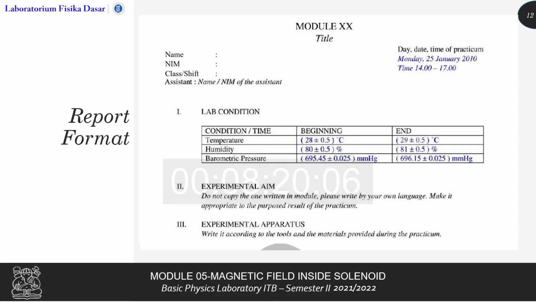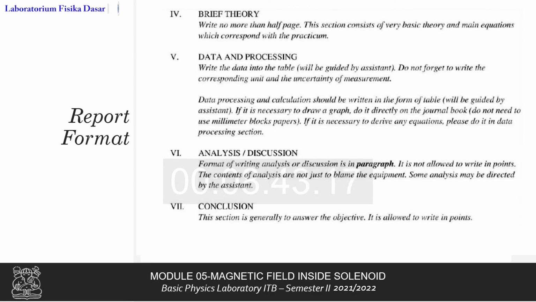So this is the report format. It is pretty much the same as previous reports. There's the module and title, date, and time of the experiment alongside your name, student ID number, class and session, and the assistant's name and student ID number, followed by lab condition, objectives, tools and materials, basic theory, data and processing, analysis to answer the analysis questions given before, and the conclusion. The conclusion must answer the objectives, and it must also be in the form of points.